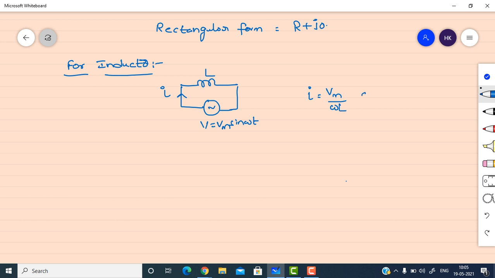Vm by omega L sin omega t minus pi by 2. This is the current equation, current passing through the inductor when AC voltage is applied. And what we are finding? Impedance. Z is equal to V by I. So V is nothing but Vm sin omega t, by current Vm by omega L into sin omega t minus pi by 2.